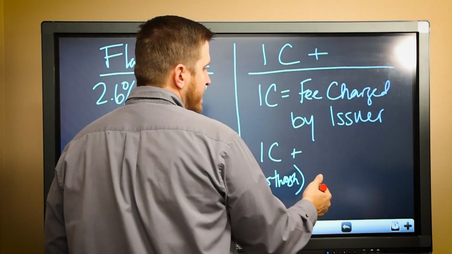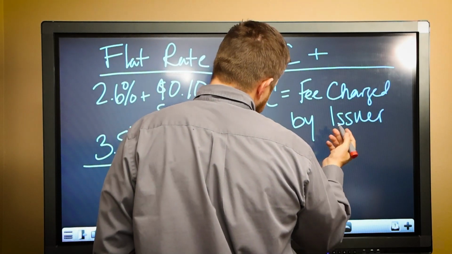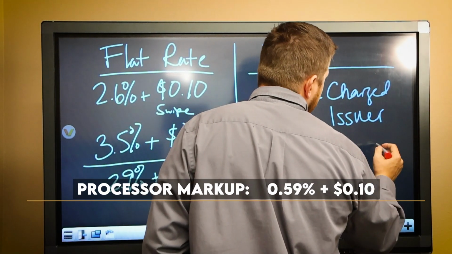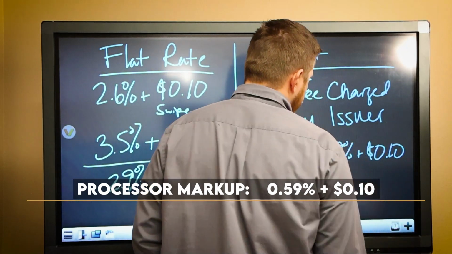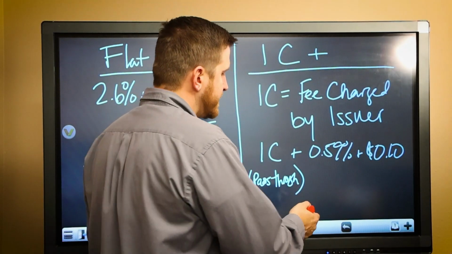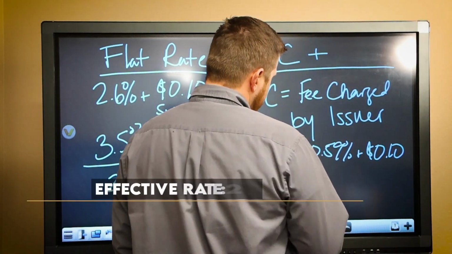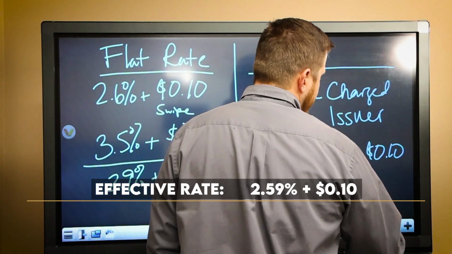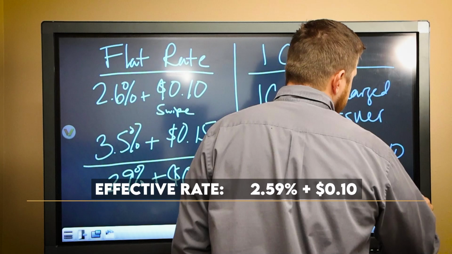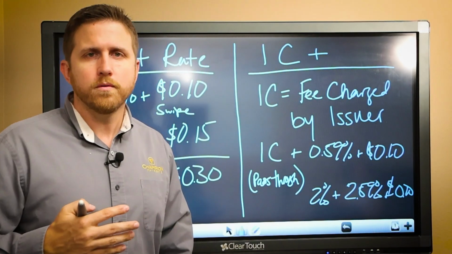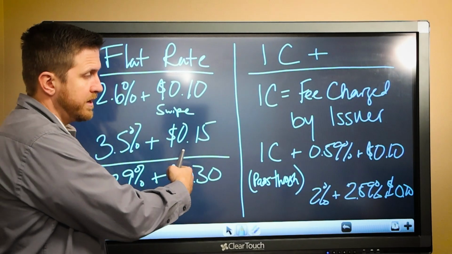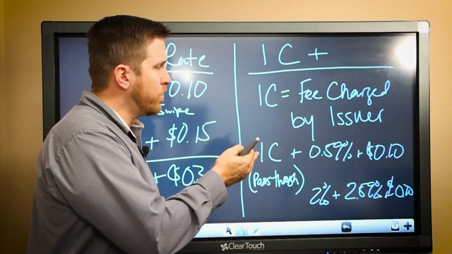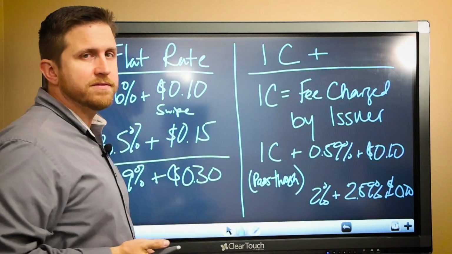In this case, let's just say a processing fee could be Interchange Plus 0.59% and 10 cents, okay? So in this case, if the interchange comes out to 2% on average, then you're paying, in this case, 2.59% and 10 cents, okay? So it sounds a lot like this pricing, right? Except just in a different format. So why would you want Interchange Plus pricing instead of, say, flat rate pricing?